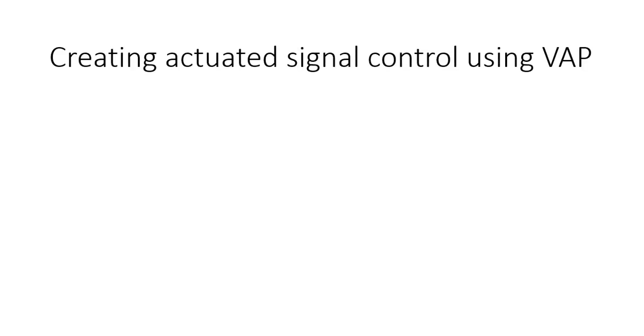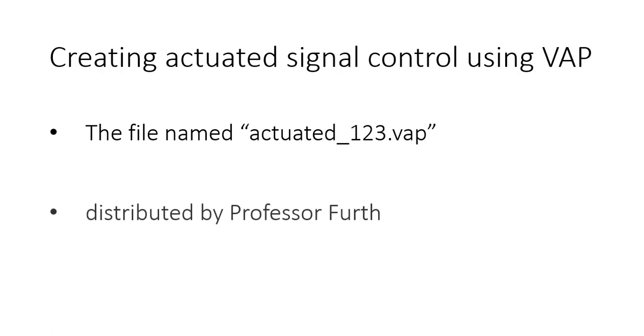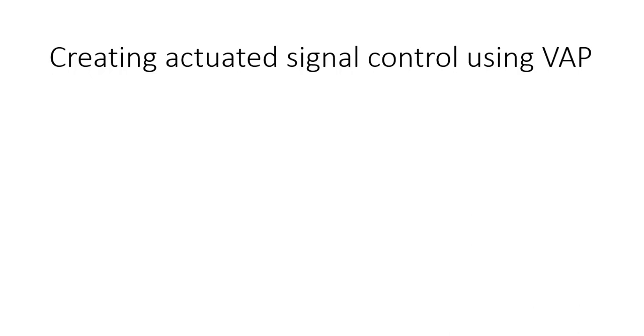Today we are going to learn how to create actuated signal control using a VAP file in the Vissim software. It is assumed that you have the actuated_123.vap file, which is distributed by Professor Firth, and you have to complete it to make it ready for using in the software. Before entering the software, I'm going to explain something.